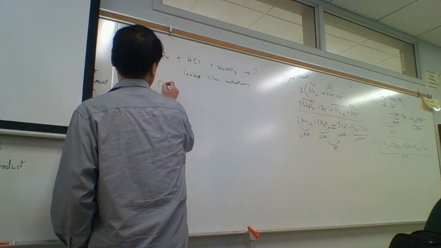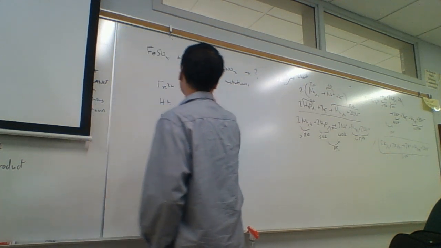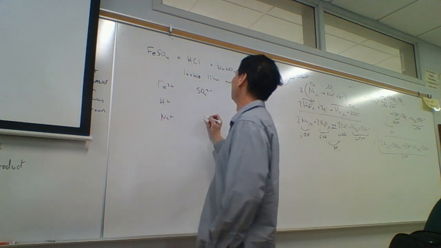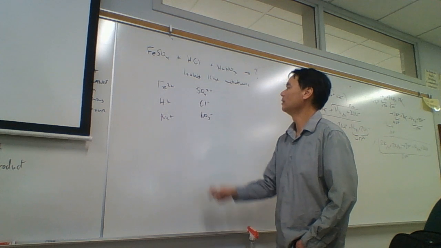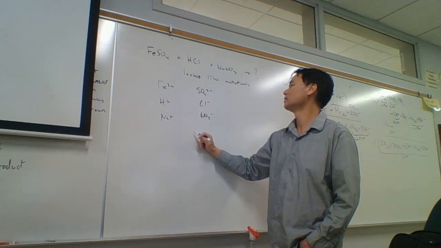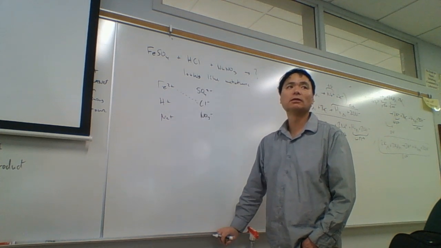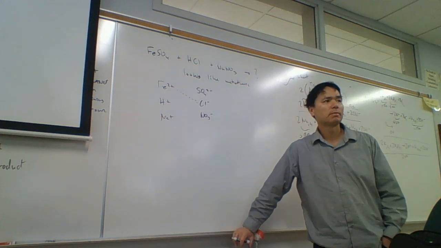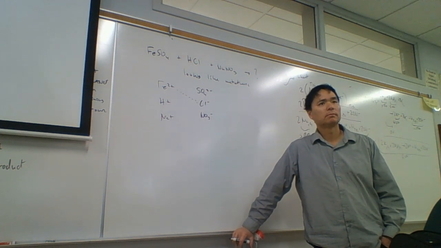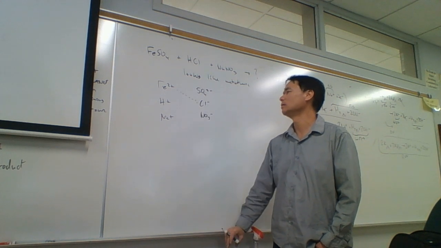Like, for example, iron. What are the cations? We have iron 2, we have H+, we have sodium ions. What are the anions? We have sulfate, we have chloride, and we have nitrate. And then we look for combinations for this. Like, for example, iron 2 chloride, does it precipitate? What are the solubility rules for chloride? Soluble except for silver, lead, and mercury. So iron 2 chloride does not precipitate.